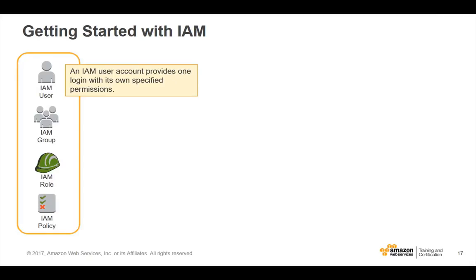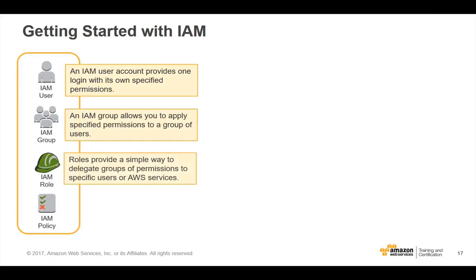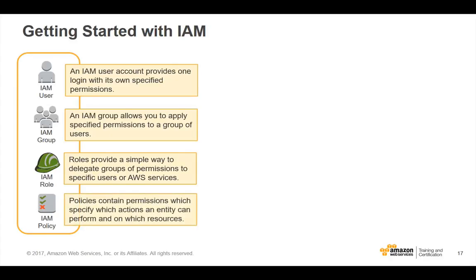A user account provides one login and its own specified permissions, and a group allows you to apply specified permissions to a group of users, such as a dev group or a database users group. And roles allow you to apply permissions to entities such as EC2 instances or Lambda functions. You can even use roles to allow users to access certain resources as well if you want to.